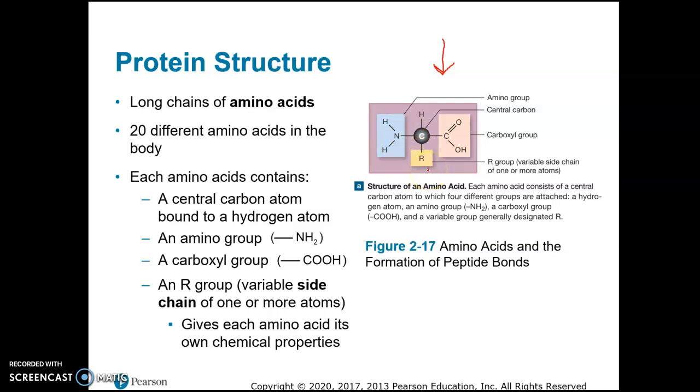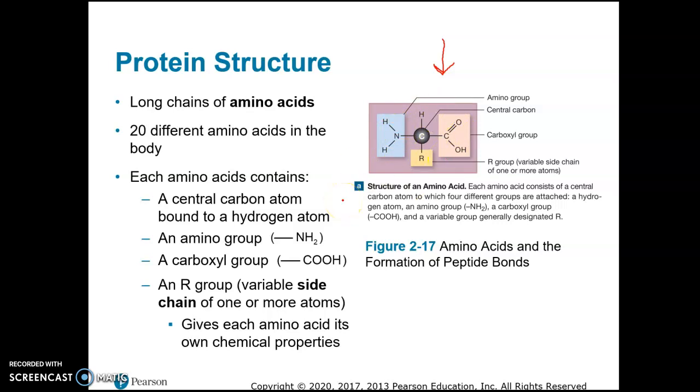R is not the symbol for an element on the periodic table. It actually means a variable chemical group. It can be a single element, or it can be a group of chemicals. For each different amino acid, and there are 20 different amino acids in the body, each R group is what makes the amino acid different. So make sure that you recognize this structure as the structure of an amino acid.